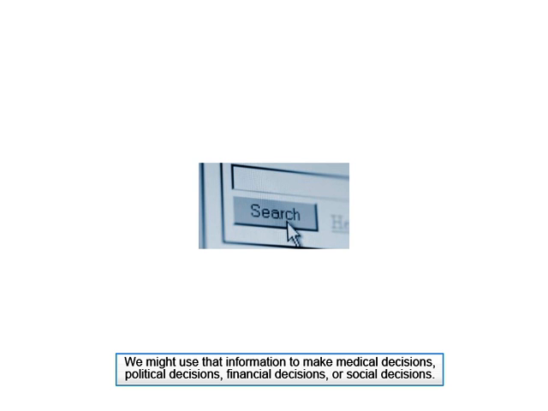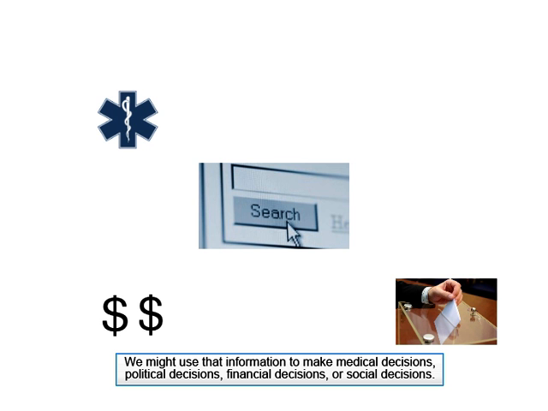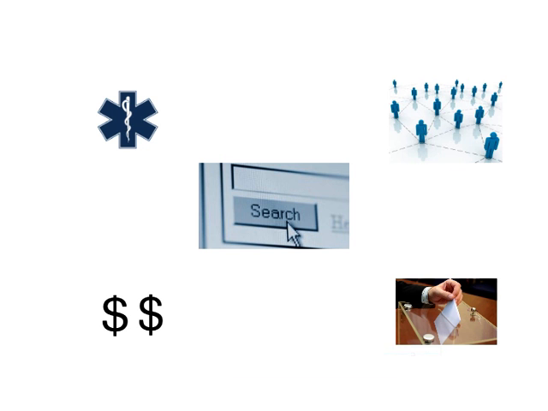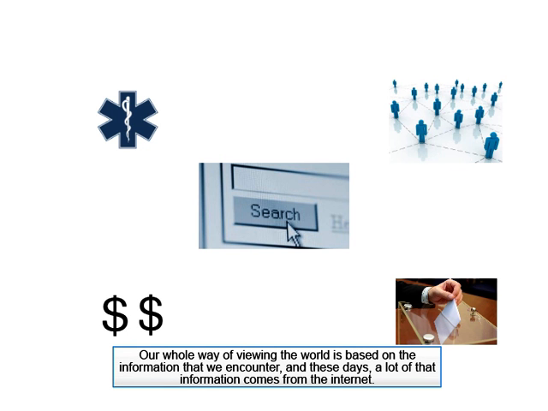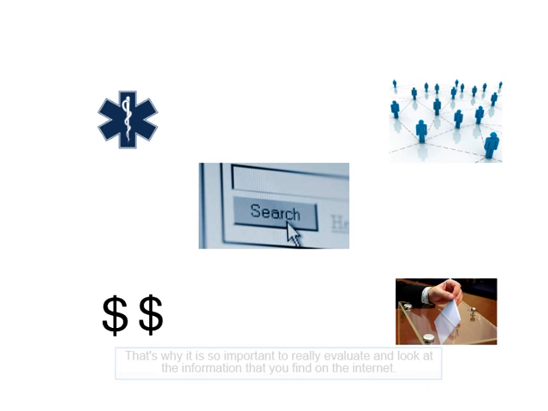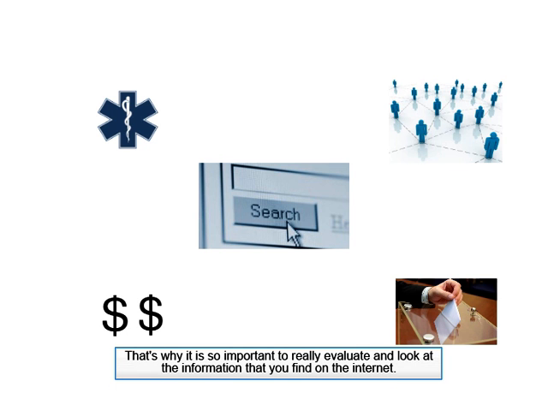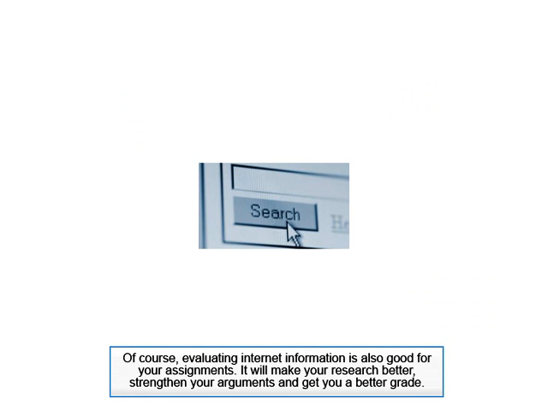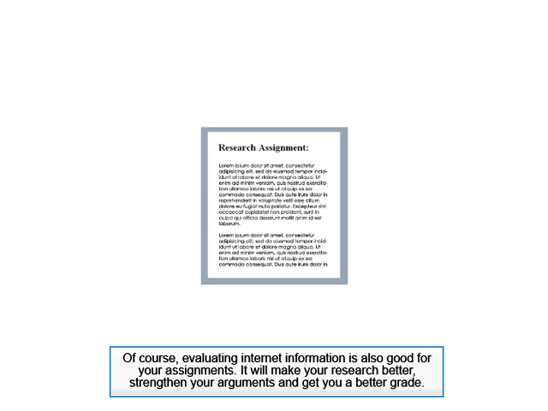We might use that information to make medical decisions, political decisions, financial decisions, or social decisions. Our whole way of viewing the world is based on the information that we encounter, and these days, a lot of that information comes from the internet. That's why it's so important to really evaluate and look at the information that you find on the internet. Of course, evaluating internet information is also good for your assignments. It'll make your research better, strengthen your arguments, and get you a better grade.